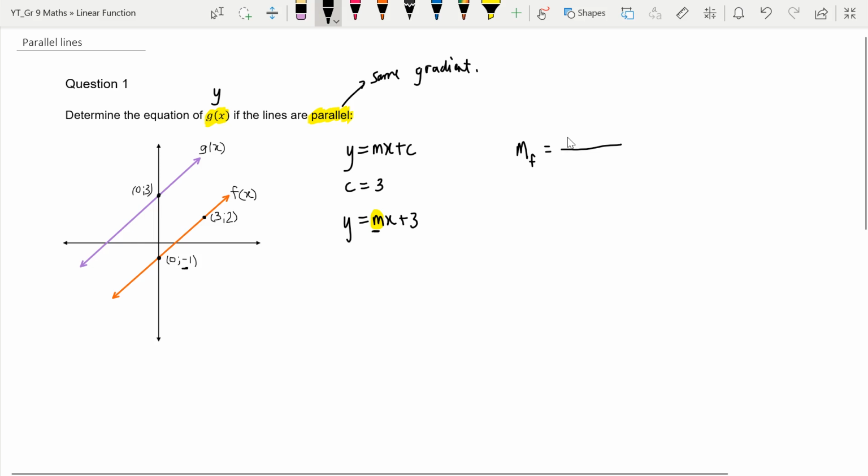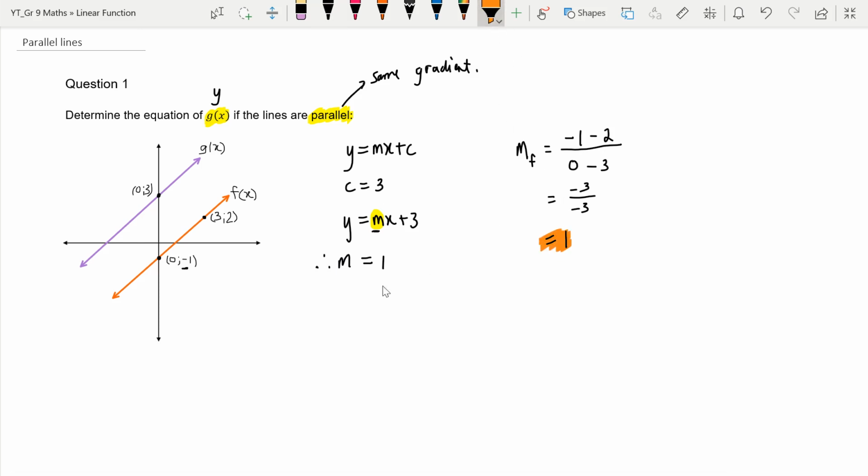So the change in my y values, my -1 and I'm taking away 2, and then 0 and I'm taking away 3. That is going to give me -3 over -3, which is just 1. So the gradient for line f of x, the orange line, is 1. Since they are parallel, the gradient for our purple line is also equal to 1. They share the same gradient. Gradient of f is 1, so the gradient of our line is also 1.